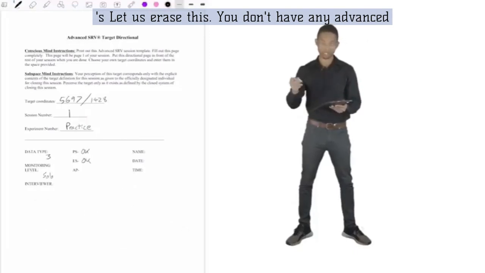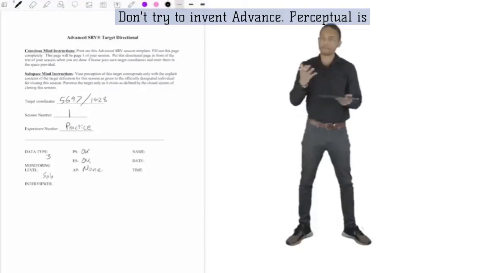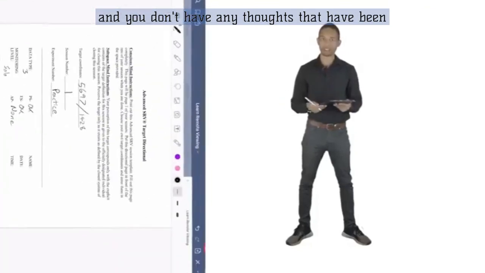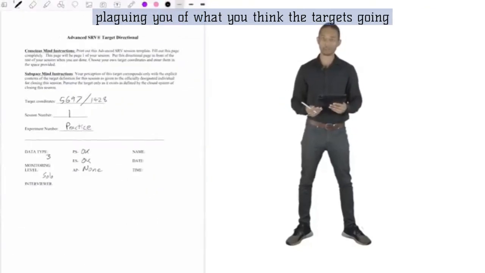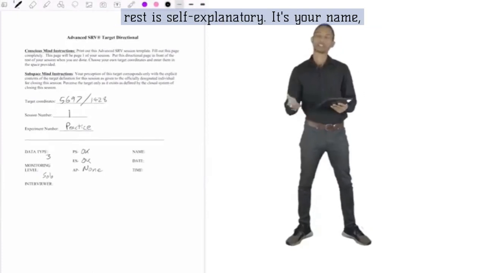If you don't have any advanced perceptuals, why don't you just write down none? Don't try to invent advanced perceptuals if you don't have any. If you get to this point and you don't have any thoughts that have been plaguing you of what you think the target's going to be, just write down none. Let's move on. The rest is self-explanatory.